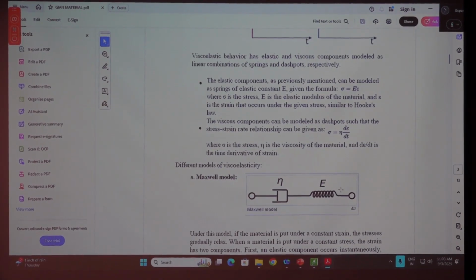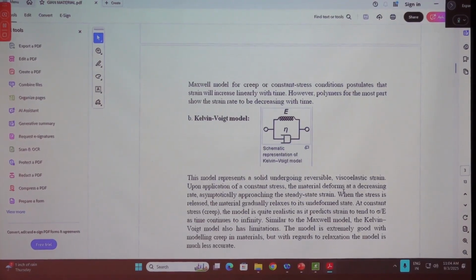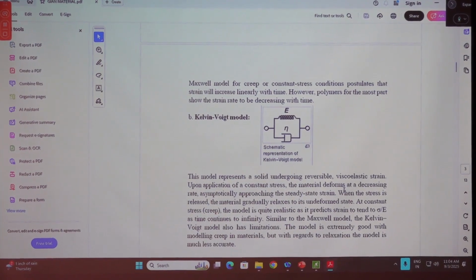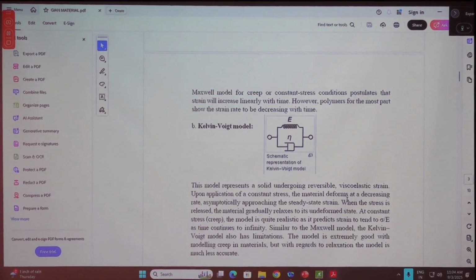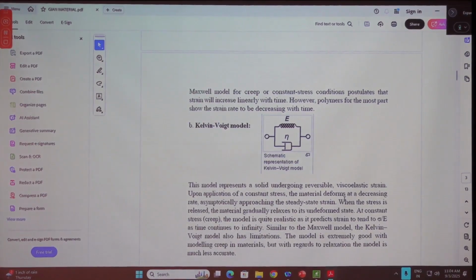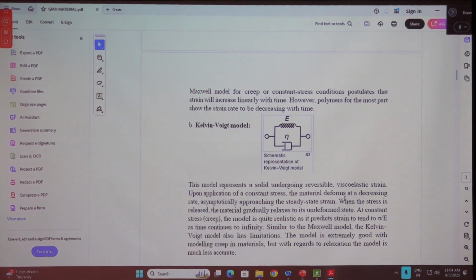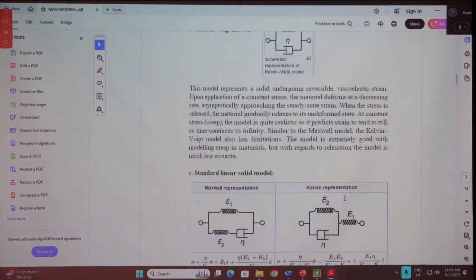In detail, I have shared this note, you can go through it. When we consider the Kelvin-Voigt model, in which a spring is in parallel with the dashpot, since it is a parallel arrangement, it will effectively tackle the creep phenomena. But it will fail to capture the stress relaxation. You are getting my point? I have explained why in the notes, you can go through that.